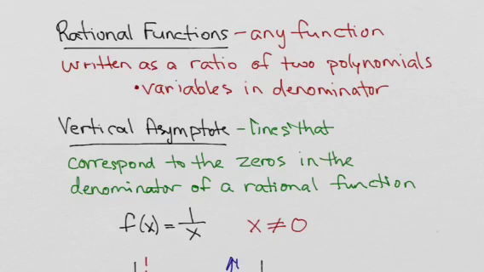As we start quarter 2, we're going to be talking about rational functions. We're going to start talking a little bit about their graphs. So first off, what is a rational function? That'll be any function written as a ratio, and hopefully you see the word ratio right there in the word rational. So it's written as a ratio of two polynomials. So essentially that means we have variables in the denominator.